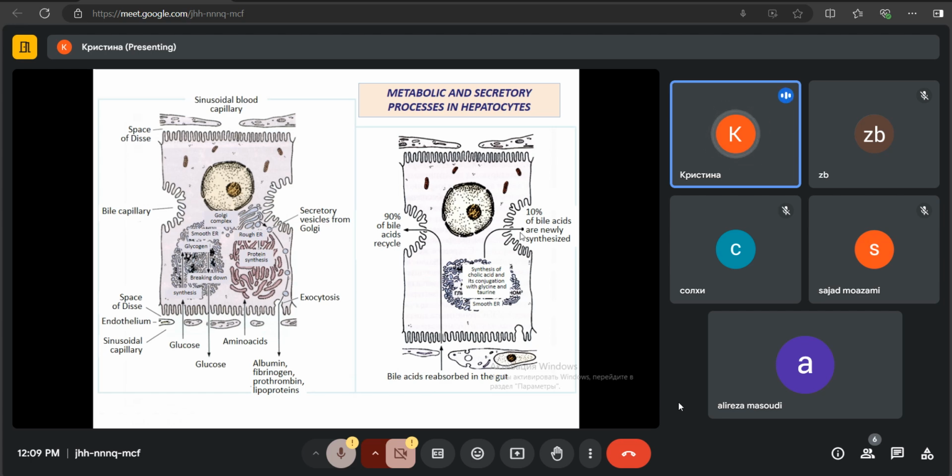What is absorbed goes into blood, and with the bloodstream, these bile acids can come again into the liver. They are now reabsorbed in the gut, come with blood into liver, and go again into the bile capillaries. So about 90% of bile acids are recycling this way, from liver to intestine and with blood back again. And 10% are newly synthesized in smooth endoplasmic reticulum.